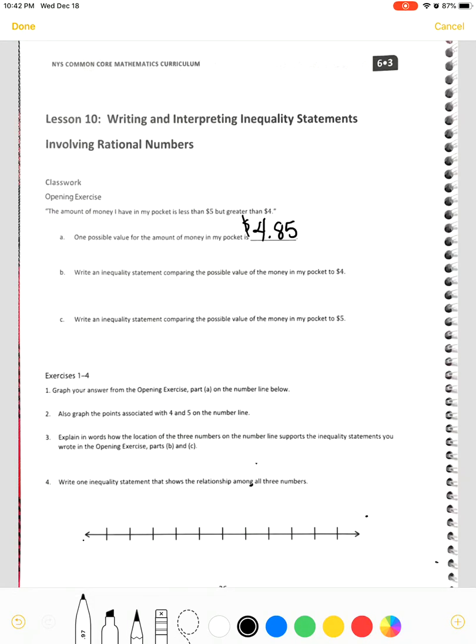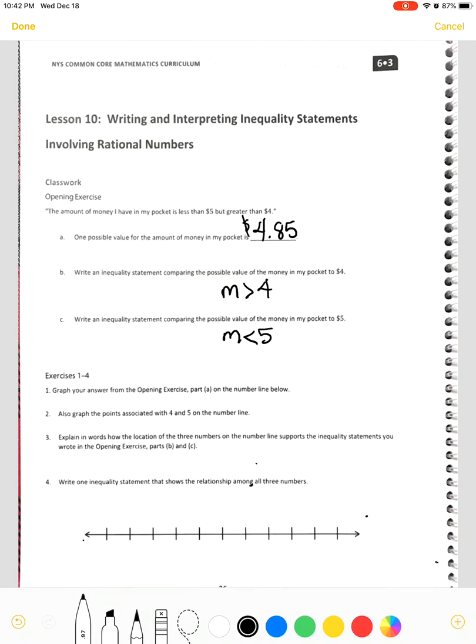Write an inequality statement comparing the possible value of the money in my pocket to $4. We don't know how much money any of us could have if we had between $4 and $5. We could have varying amounts. So because we're going to use varying amounts, we're going to write a letter that represents our unknown. So the money we'll say is M. So money has to be greater than $4. And for the next one, we're going to compare the possible value of the money in my pocket to $5. So the money in my pocket has to be less than $5. And you read these left to right like you'd read a sentence. So M is greater than 4. M is less than 5.